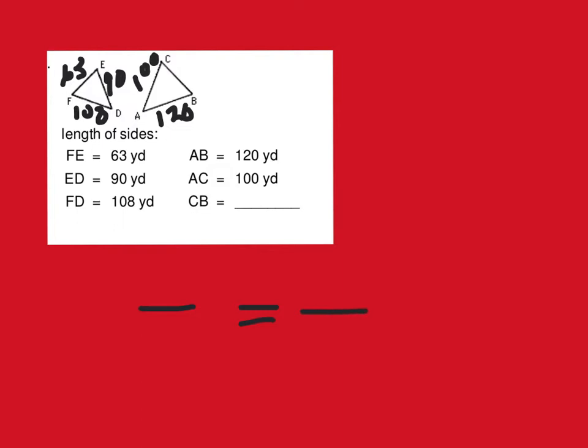Two ratios with an equal sign. And we'll have the 63 on top. The side that it's proportional to is CB, which we don't know, so we're going to call that N. Then FD is 90. And the side from the other triangle that goes with FD is going to be AC. AC is 100.